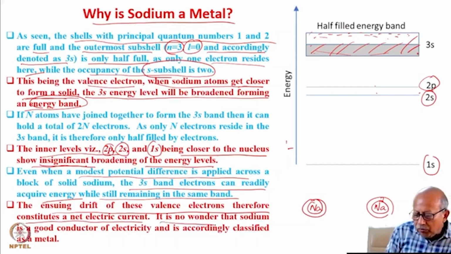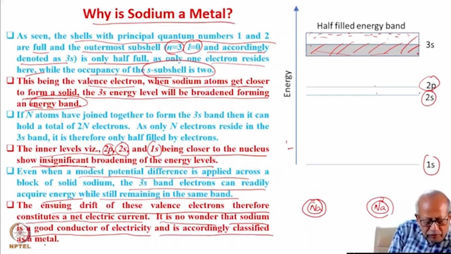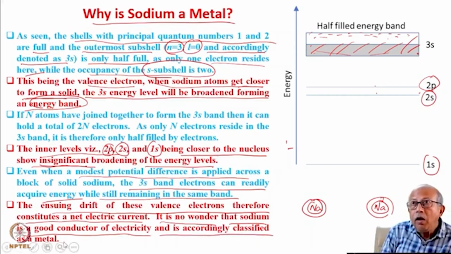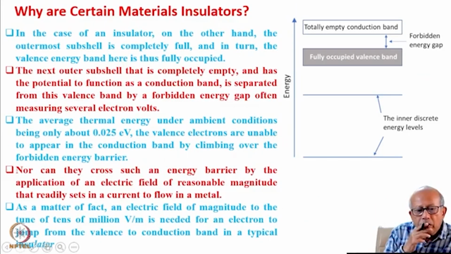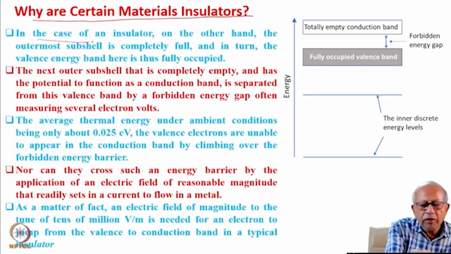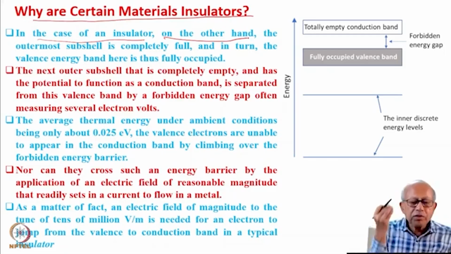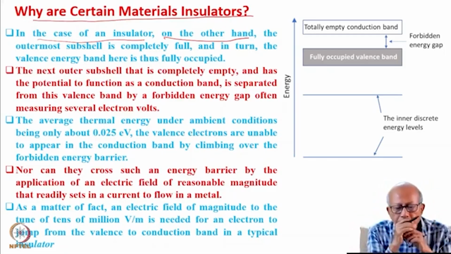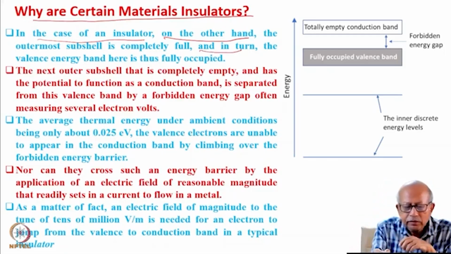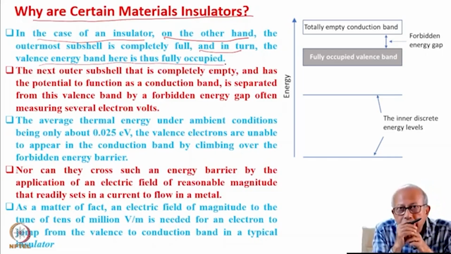It is not therefore surprising that sodium is a good conductor of electricity and is accordingly classified as a metal. Now let us see why certain materials are insulators. You see, in the case of an insulator, on the other hand, the outermost shell is completely full, and in turn, the valence energy band here is thus fully occupied.